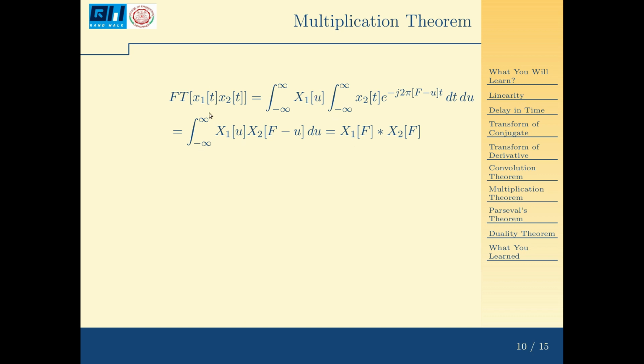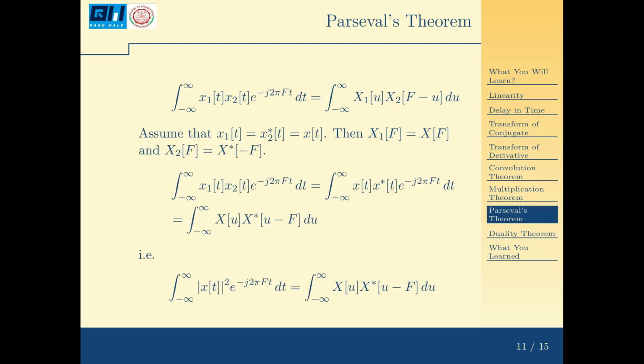So here is the integral from minus infinity to infinity of X1(u), and what is this? This is actually X2(f) with f replaced by f minus u. This is the Fourier transform of x2(t), X2(f), but with f replaced by f minus u. So this is the integral from minus infinity to infinity of X1(u) X2(f minus u) du. What is this? This is a convolution integral, a convolution between X1(f) and X2(f). That is X1(f) convolved with X2(f). So a multiplication in the time domain appears as a convolution in the frequency domain, and a convolution in the time domain appears as a multiplication in the frequency domain. These are the convolution theorem and the multiplication theorem.